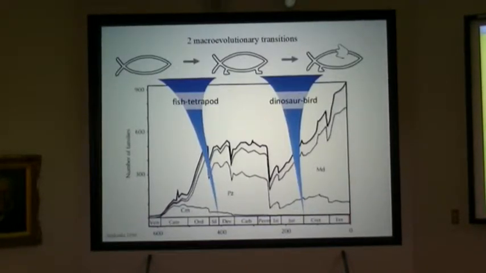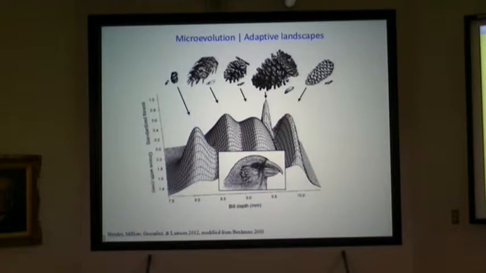So fish-tetrapod, because there's a phenomenal fossil record around it, and there's some really cool ideas in terms of like origin of limbs. And then the dinosaur-bird transition, where we have an even better fossil record, and my background actually was all dinosaurs and dinosaur fieldwork. We can think about it, or try to think about it, in terms of adaptive landscapes.